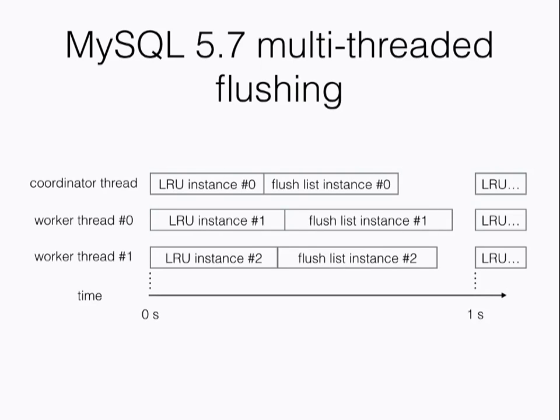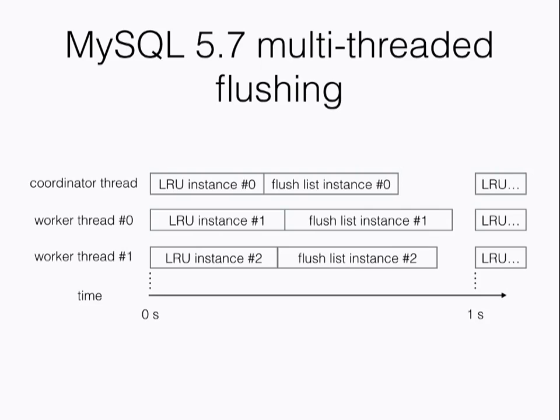So now instead of one thread, we have many threads flushing. And how do they actually go about this coordination between themselves? What is actually done here is that we have a single thread, the coordinator thread, which is responsible for giving out work and waiting for the work to complete, and several worker threads. So time to flush comes. The coordinator thread notifies worker threads that you will flush instance number 1, you will flush instance number 2, and I myself will flush instance number 0.